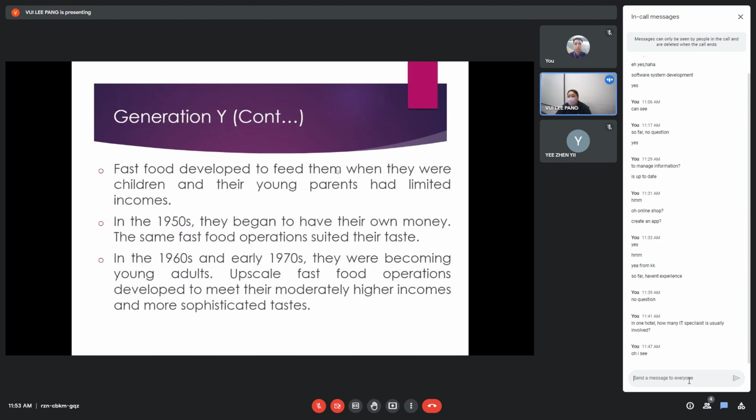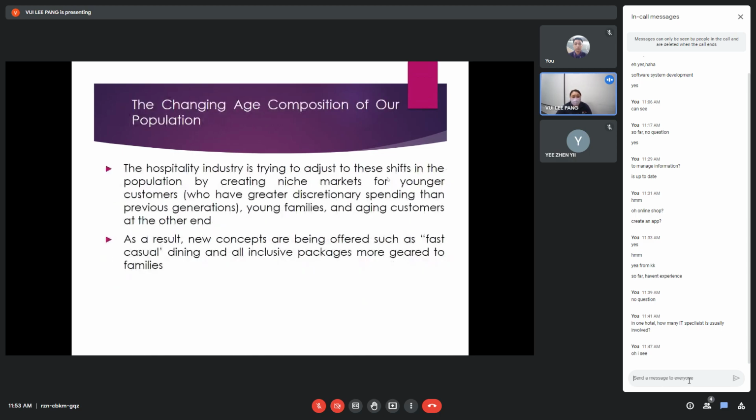Fast food developed to feed them when they were children and their young parents had limited income. So all these forces affect how they're spending, right? But in 1960 and 1970, they were becoming young adults. So upscale fast food corporations developed to meet their moderately higher income and more sophisticated tastes.